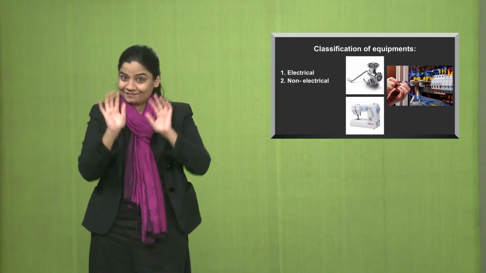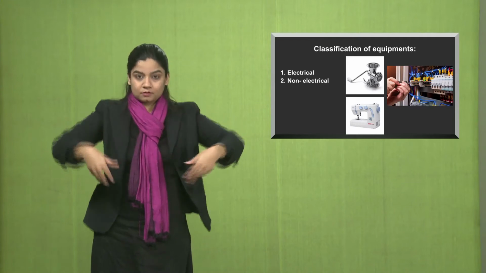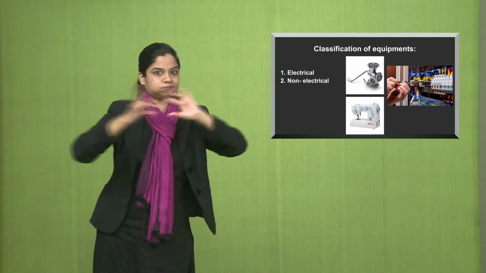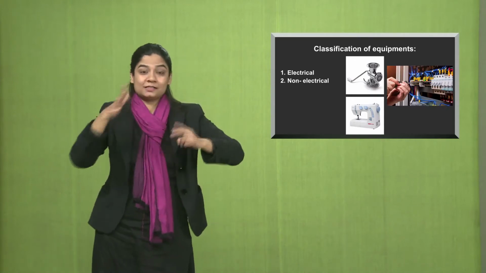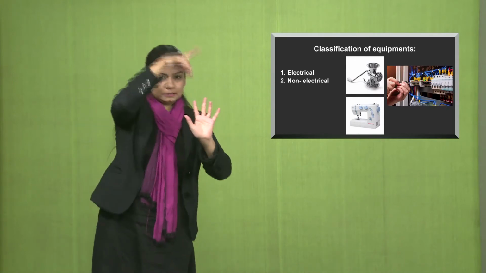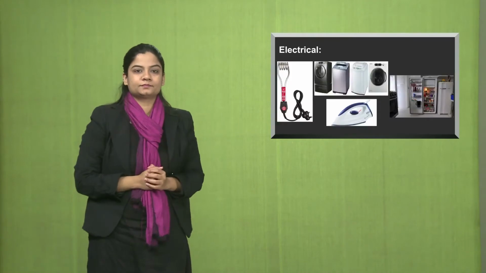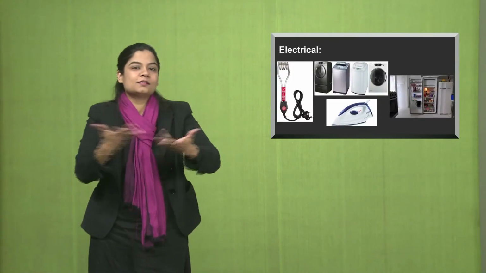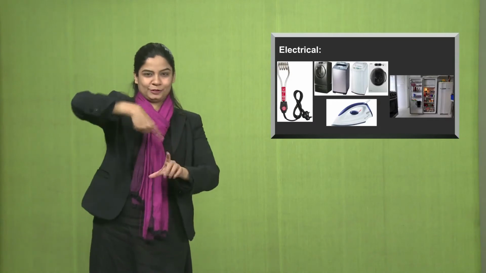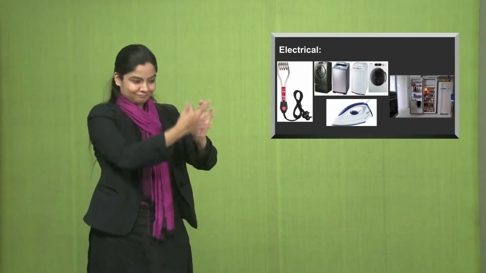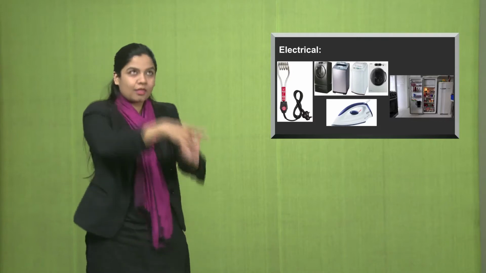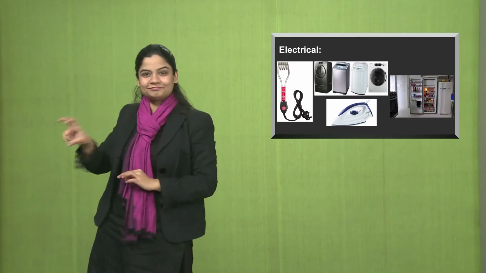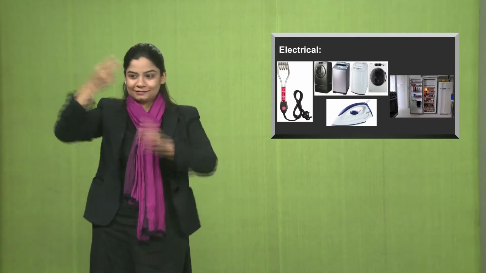Now let's classify the equipments. Equipments are classified under two categories. First is electrical, something that is related to electricity. Second is non-electrical. Let's discuss electrical first. In the household, a washing machine cannot run without electricity. You have to have a plug connected to it and then the washing machine runs. Iron to iron the clothes.